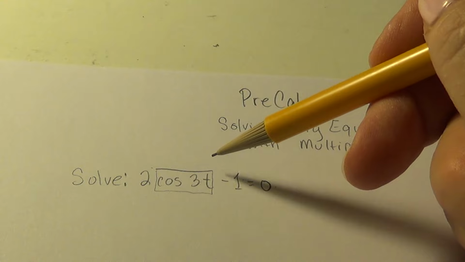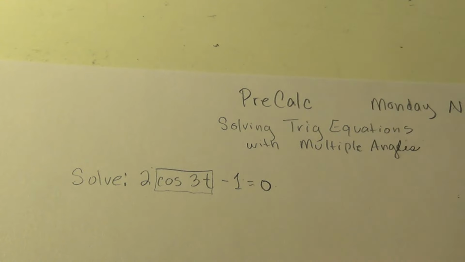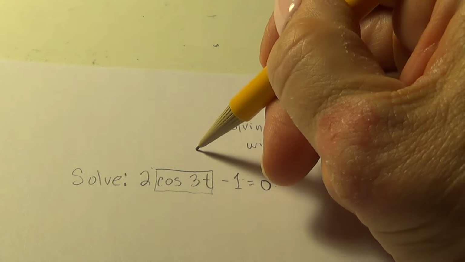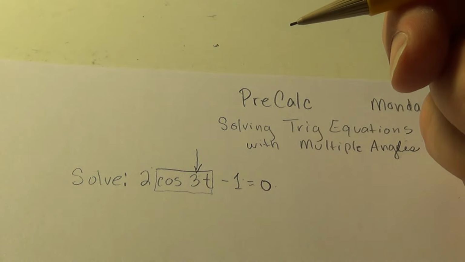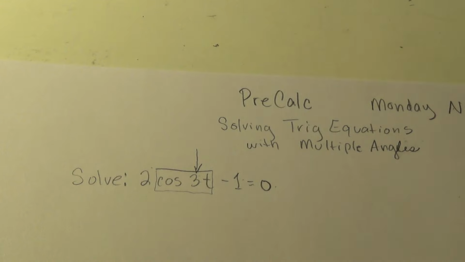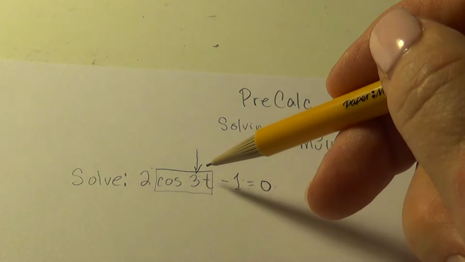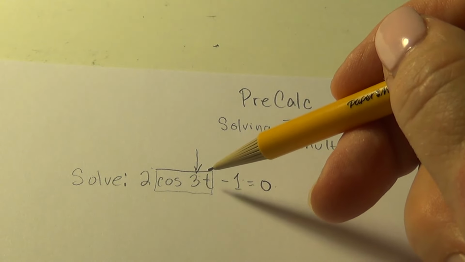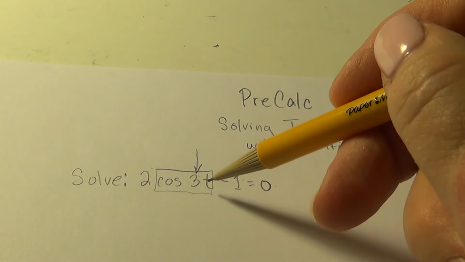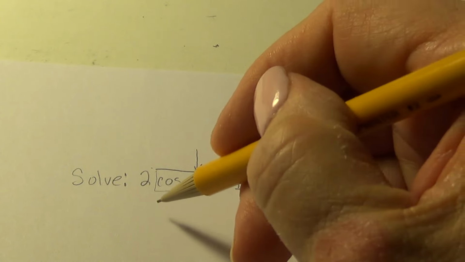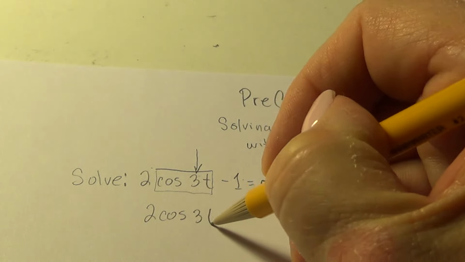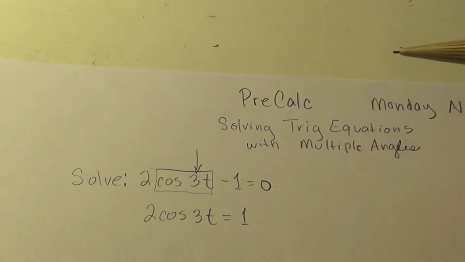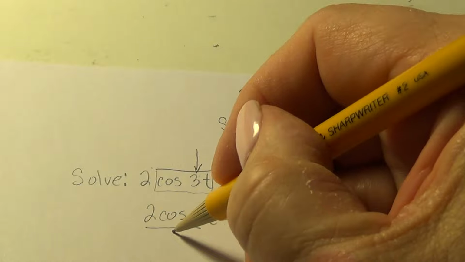So the only difference between this one and the ones that you have seen previously is this angle is tripled right here, 3t. 2 cosine 3t minus 1 equals 0. So we're going to isolate the cosine of 3t, and then I'll show you how the 3 will mess with this problem. So I'm going to move the 1 to the other side. Then I'm going to divide by 2.